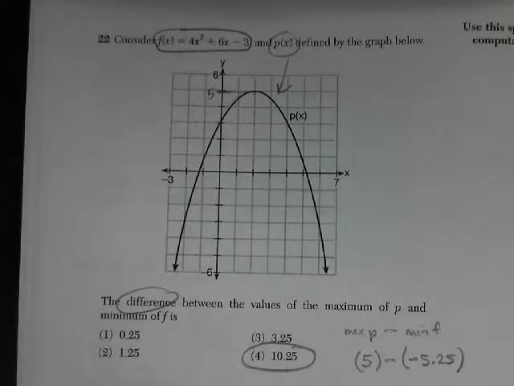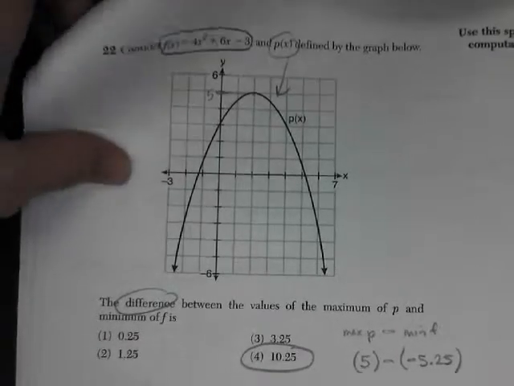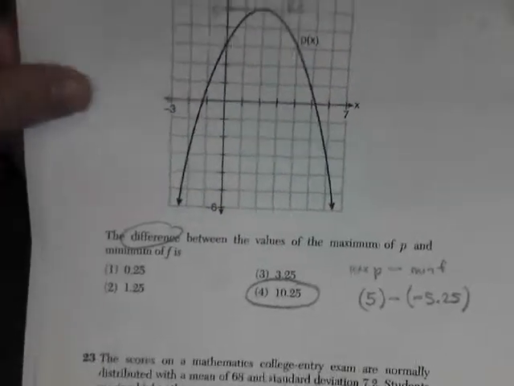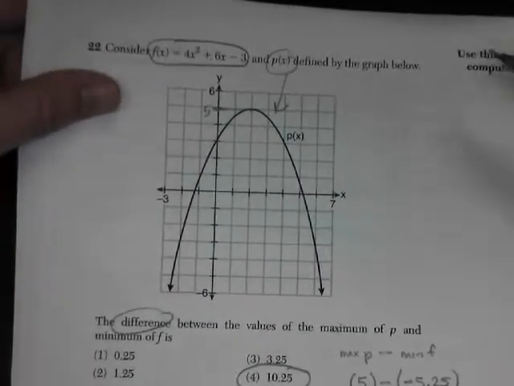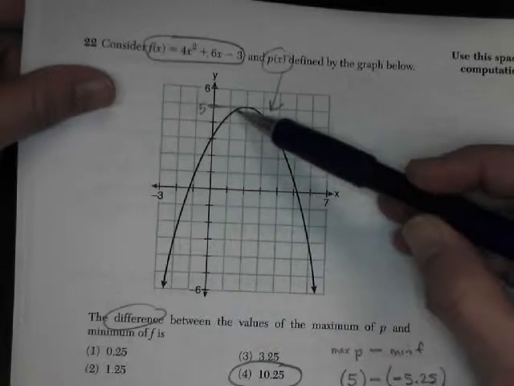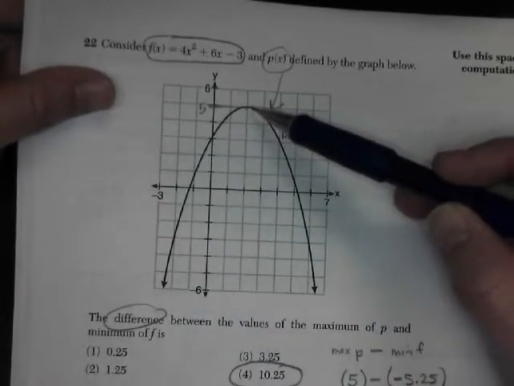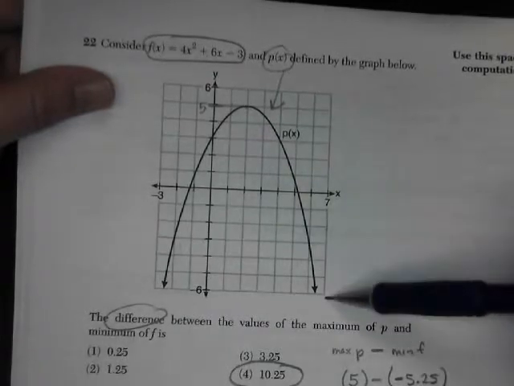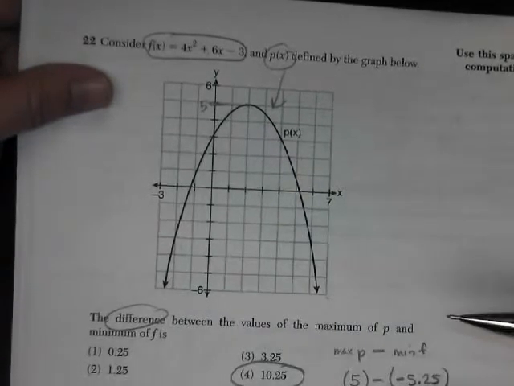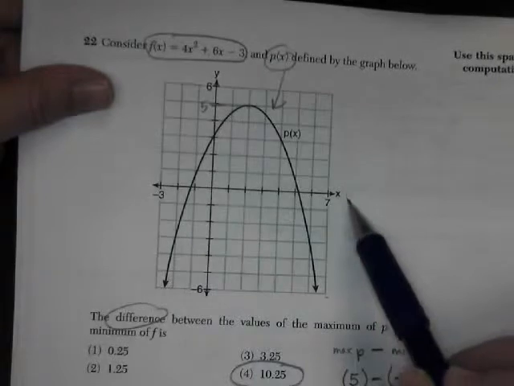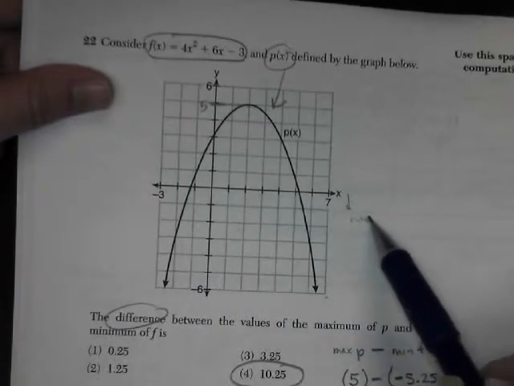So this is like features of graphs, and we did this way back at the beginning of the year with talking about what's the maximum value, what's the minimum value, where are you increasing. So we're increasing from negative infinity to 2. We're decreasing from 2 to infinity. Where is the graph negative? That means underneath the x-axis.